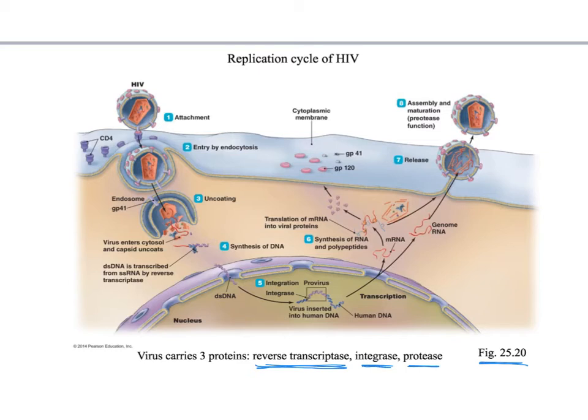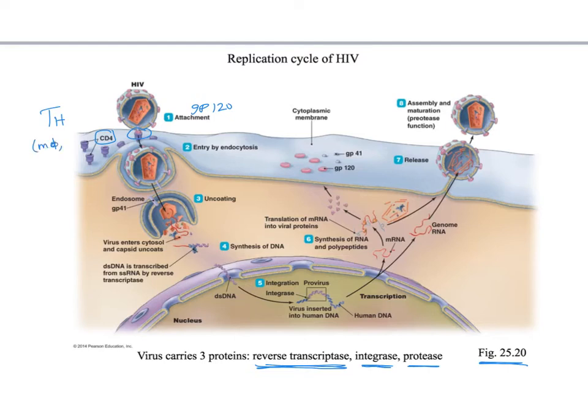You'll see we start out here with attachment, all right, and the little pink dots there are the GP120. That primarily, it's a little bit of a simplification, but it primarily attaches to the CD4 protein receptors. Remember what kind of cell that we've talked about that is positive for CD4? That's T helper cells. Now, in actuality, other kinds of cells have those CD4 receptors as well.